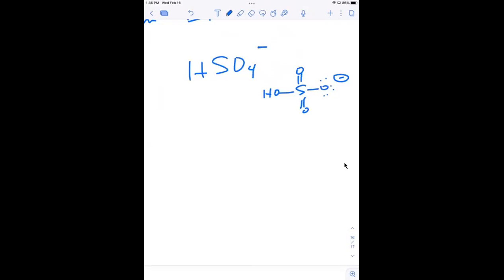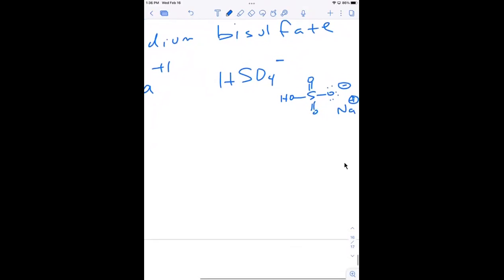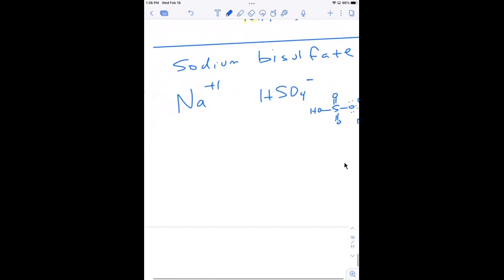And so the actual compound would be ionic, where sodium is just hanging out where that negatively charged oxygen is. It's attracted to that charge. But when we write this, it's -1. Again, the numbers are the same, but the charges are different. So this becomes NaHSO4.